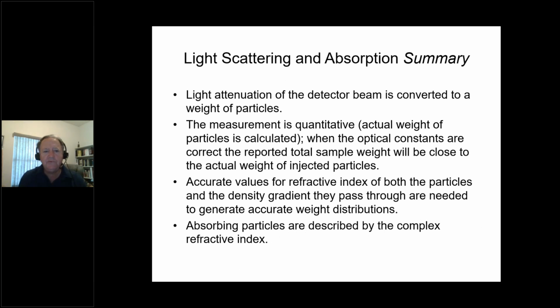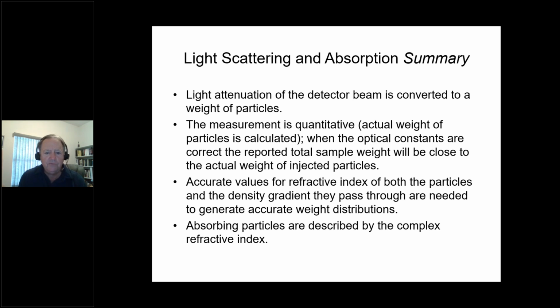So here's a quick summary about light scattering. Attenuation of the beam is converted by the software into a weight of particles. The measured quantity is quantitative. We actually measure how much weight of material is there. And when the optical constants are correct, the reported total sample weight will be close to the actual weight that was injected. And we have users who routinely use the instrument for quantitative work.